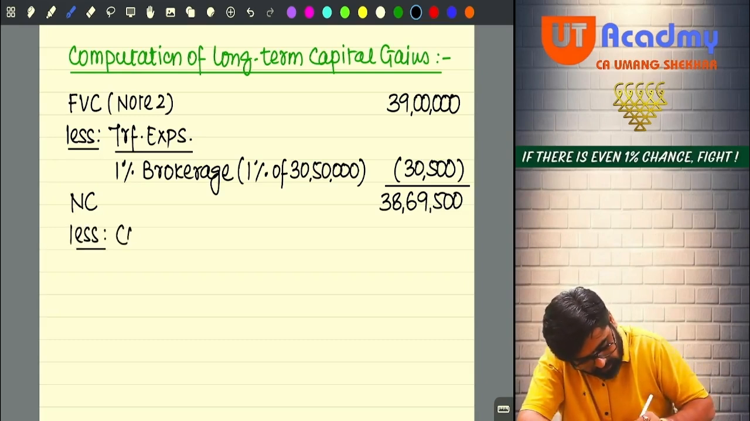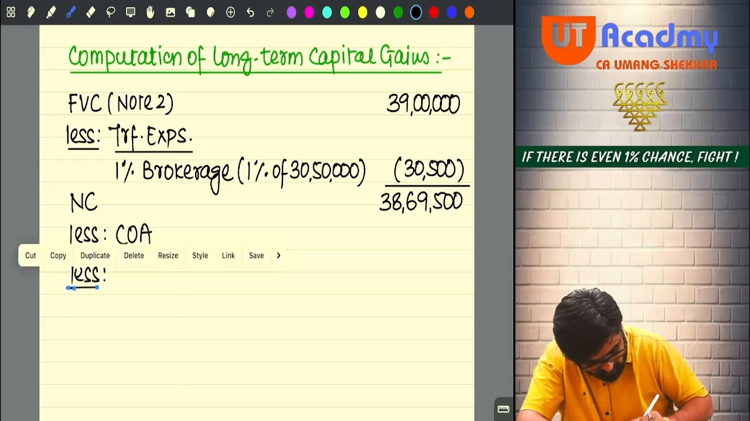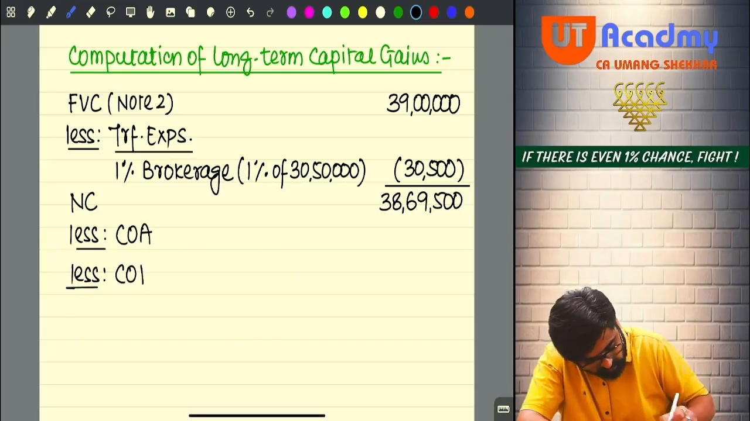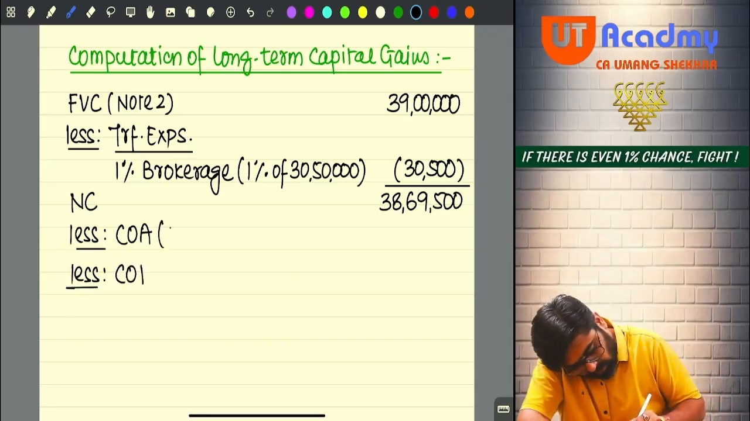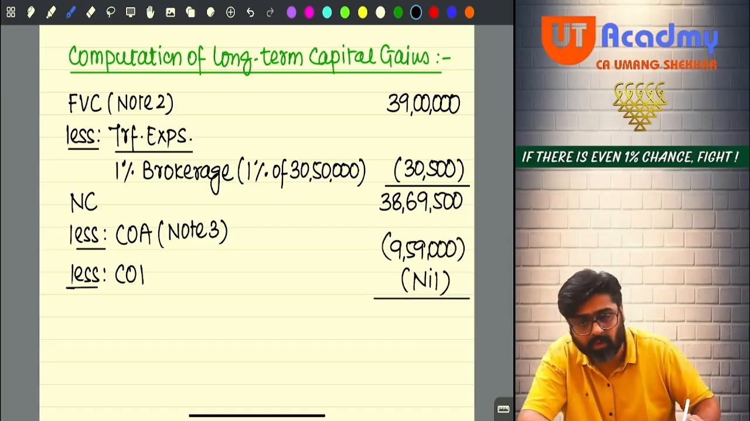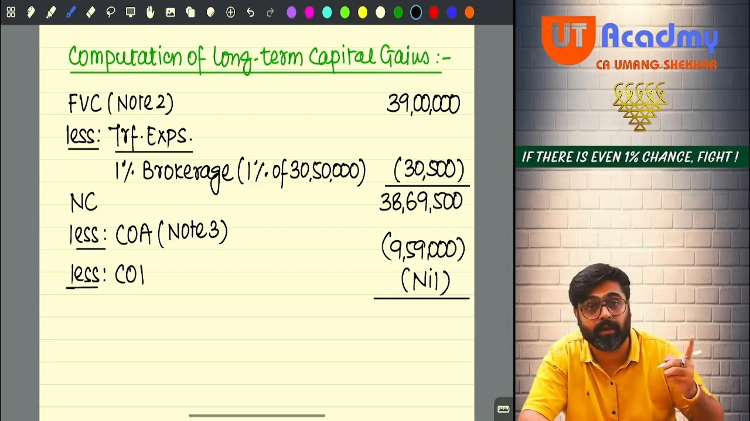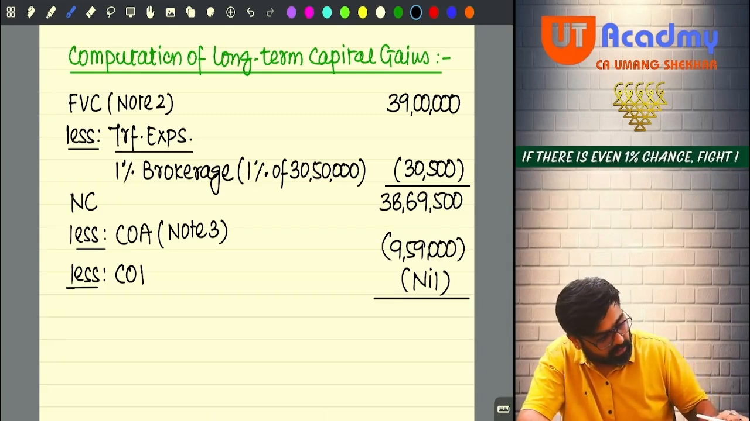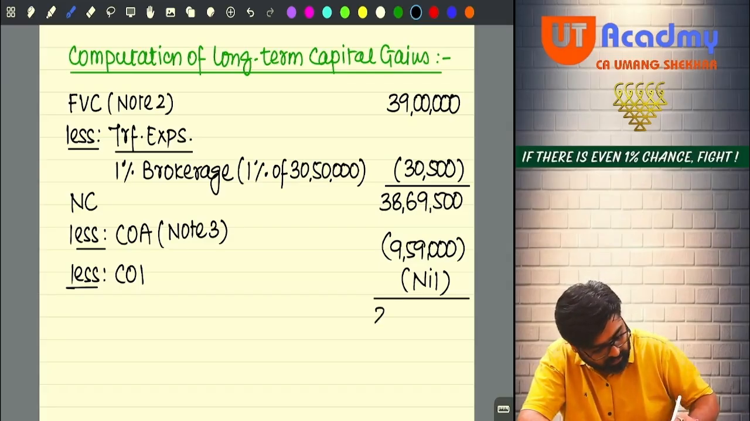Cost of acquisition, less cost of improvement. For cost of acquisition, we will also prepare a note 3. Cost of improvement is not there, so it will be taken as nil, and it was 9,59,000. Without indexation I am reducing. Why? I will give the reason in note number 2 only, why we have not indexed it. So 9,59,000 if I reduce, 29,10,500.